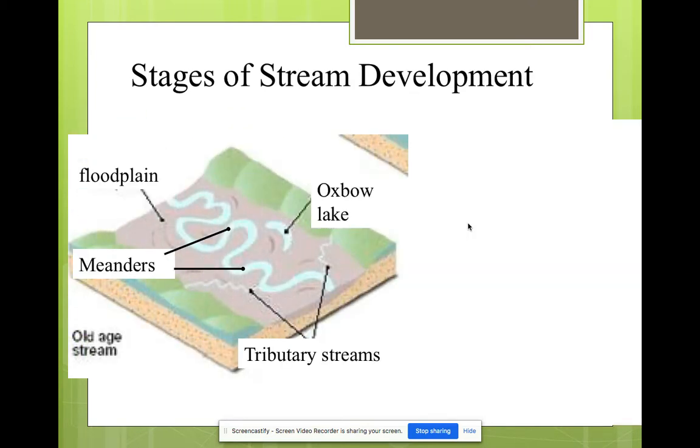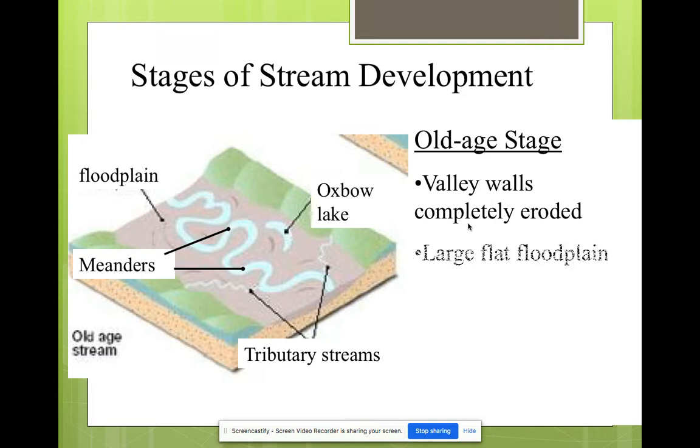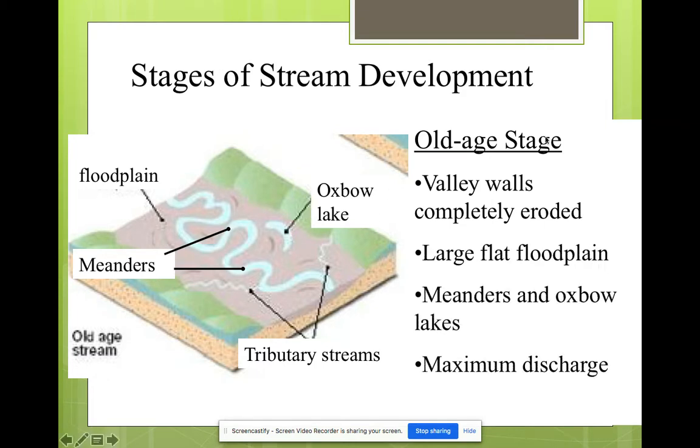And then we get to the old age stage. We now have the valley walls completely eroded. You have a huge floodplain. We have meanders. The meanders are these curvy parts. And we have an oxbow lake. An oxbow lake is where one of these meanders grew, but the water was moving so slow that it stopped moving and it formed its own lake. It kind of fell off the river and it formed its own little lake here.